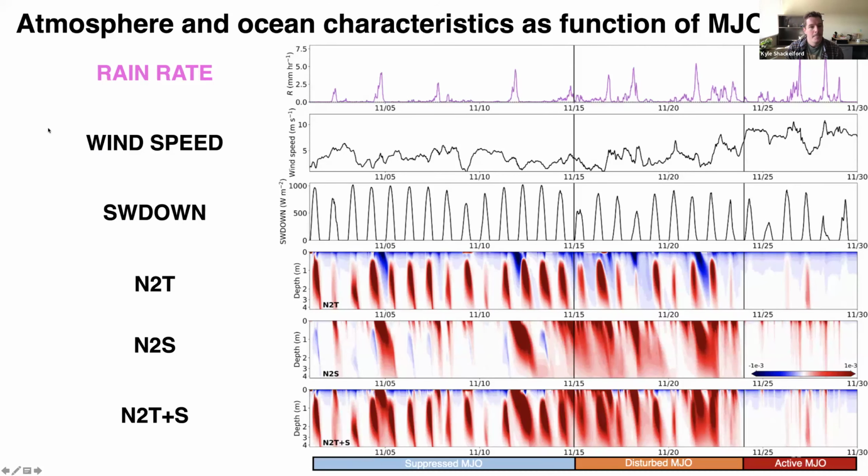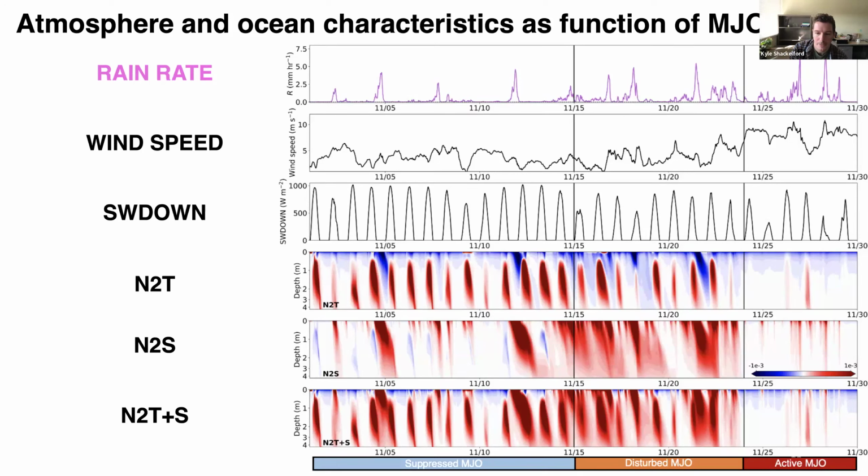Okay, and so initially kind of looking at how atmosphere and ocean characteristics tended to vary across our simulation as a function of MJO phase, these time series are showing domain mean variables over the smaller subdomain that I pointed out earlier. From top to bottom: rain rate, wind speed, downwelling shortwave radiation, the temperature component of the buoyancy frequency in the upper 4 meters of the ocean, the salinity component of the buoyancy frequency in the upper 4 meters of the ocean, and then the overall buoyancy frequency.